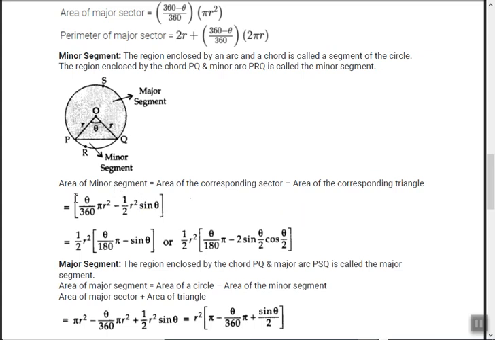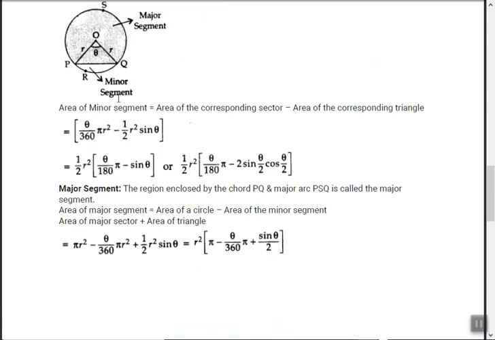That's not at your level. Just remember this: theta by 360 into pi r square for the sector, minus 1 upon 2 into r square sin theta for this triangle. Keep this only, don't look at the second part, it's of no use. Next, what is the area of this major segment now? Minor we have found out: theta by 360 into pi r square minus 1 upon 2 r square sin theta.